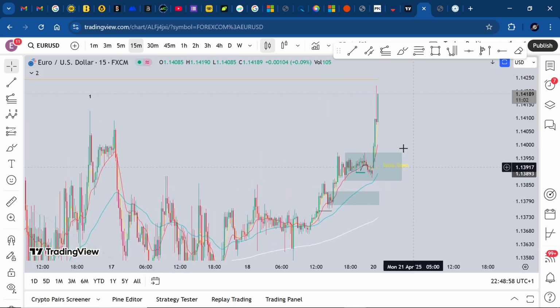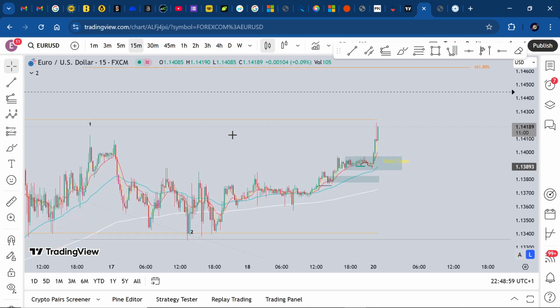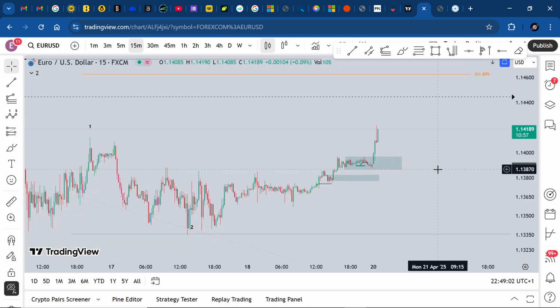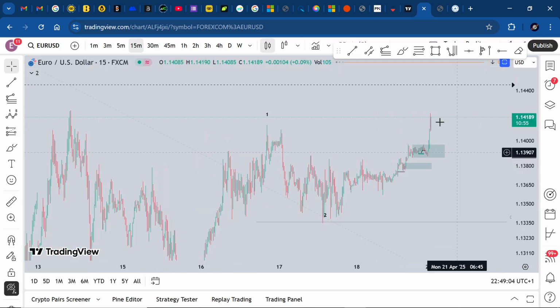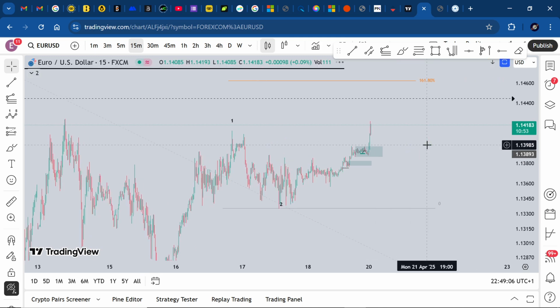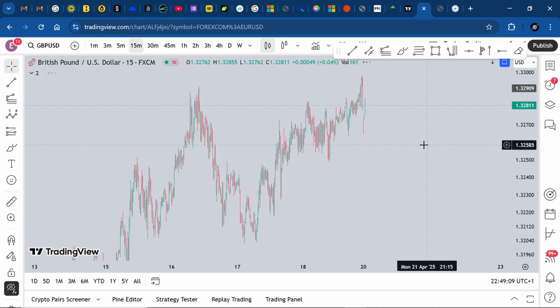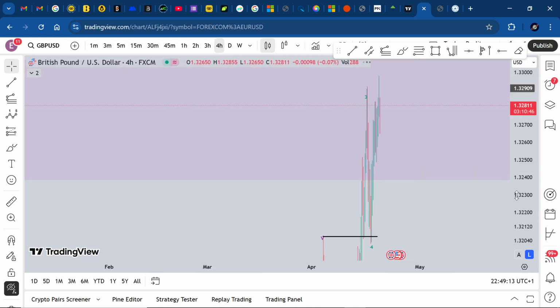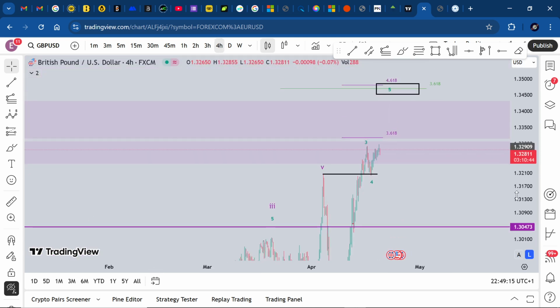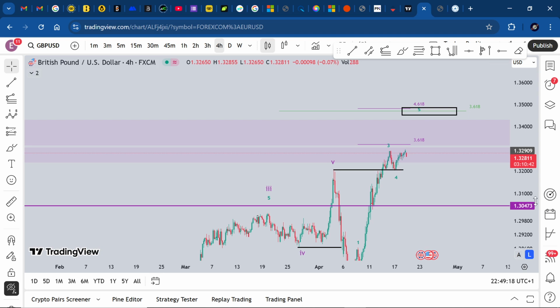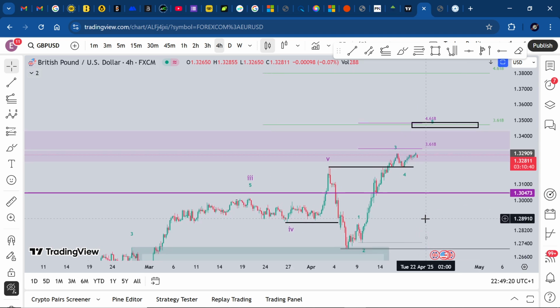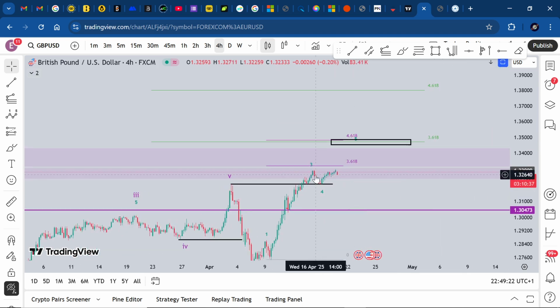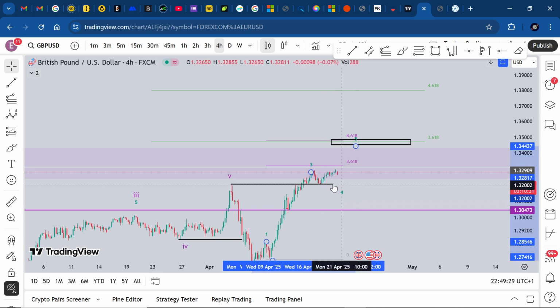So yeah, bullish definitely. The count remains the same. Looking for buys, wouldn't buy it yet, and we can go and check GBPUSD now. Go to the 4 hour. Okay, so looks like we're in some 4 or 5 action, so this could come down again before going higher, bringing our fourth wave over here.